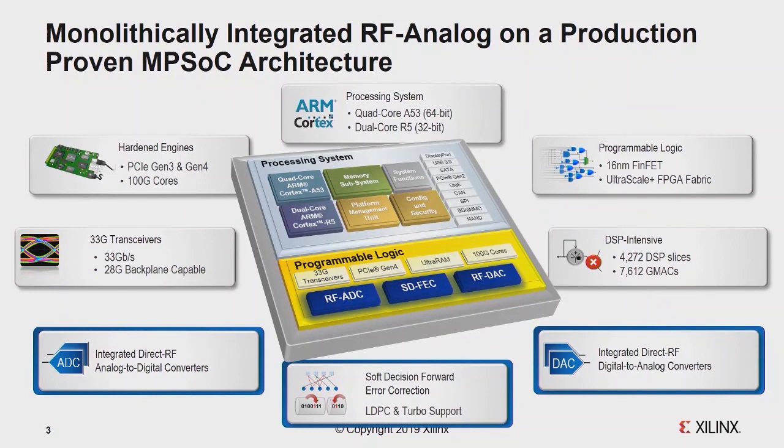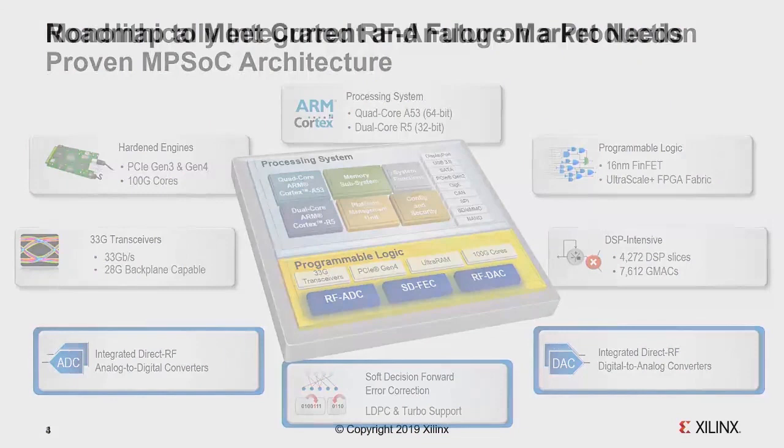So if you look around the device, we have the quad A53s and the dual R5s. We have our standard hardened engines, our 33 gig capable transceivers, and our standard programmable logic that would be available in the Zynq UltraScale+ family. But this particular part is very DSP heavy. We have 4,700 odd DSP slices, which is quite a number relative to the system logic cells. So there's a variety of customers who just use this part without the data converters, strictly because of the number of DSP slices. Okay, so go on.